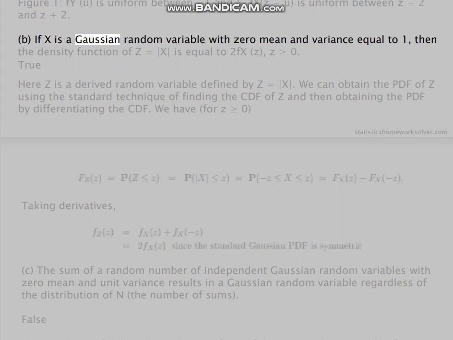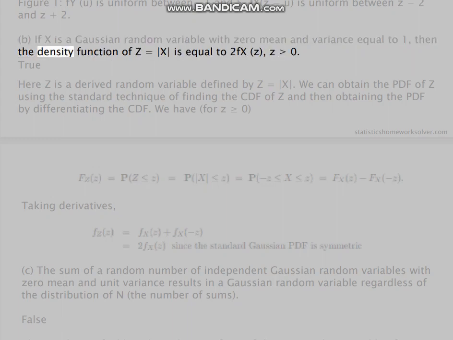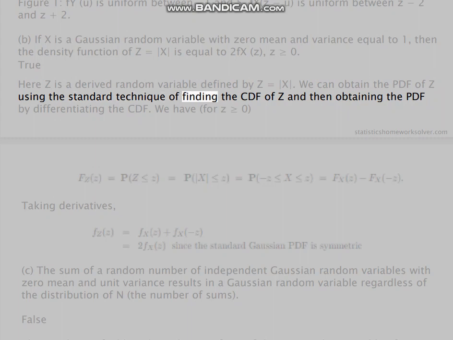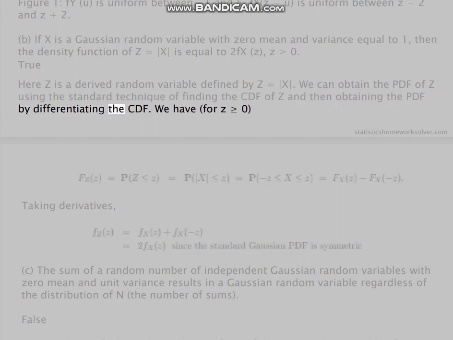B. If X is a Gaussian random variable with 0 mean and variance equal to 1, then the density function of Z equals |X| is equal to 2f_X(z), z greater than or equal to 0. True. Here Z is a derived random variable defined by Z equals |X|. We can obtain the PDF of Z using the standard technique of finding the CDF of Z, and then obtaining the PDF by differentiating the CDF. We have, for z greater than or equal to 0.